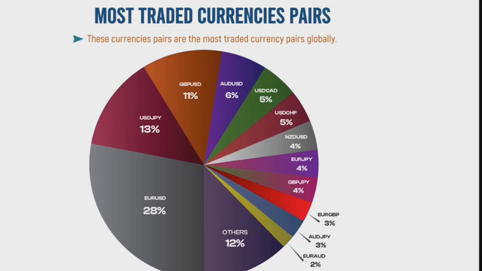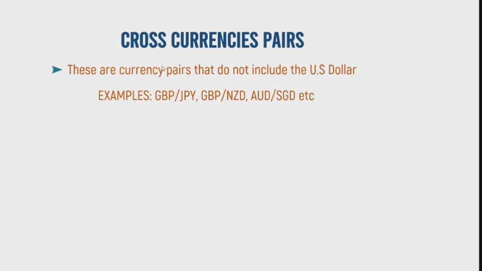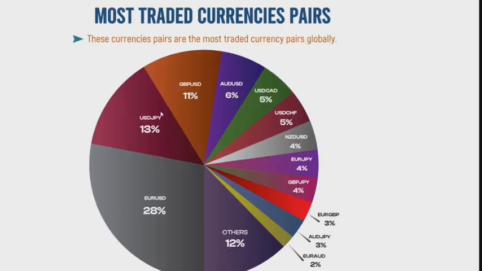Then we have the cross pairs. These cross pairs are currency pairs that do not include the US dollar. Examples are GBP JPY, GBP NZD, AUD SGD, and so on. We can see some of them here also, like Euro JPY and GBP JPY. So we have the major pairs, which are the pairs that have the US dollar in them, and the cross pairs, which are the pairs that do not have the US dollar in them.